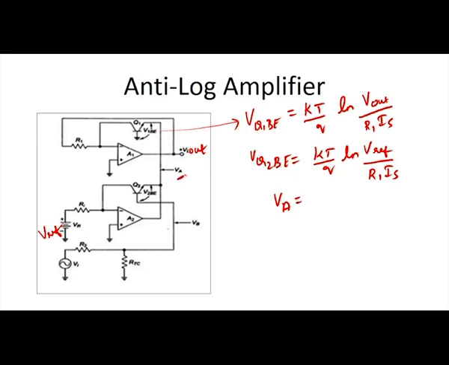What is VA? VA is actually the emitter terminal of Q1. Here we have written VQ1 BE. BE is the base emitter voltage of Q1. So, it is written as KT by Q, natural logarithm of V out by R1 IS.